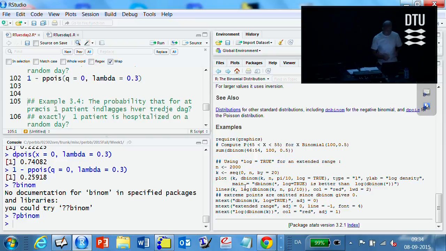You cannot submit packages to CRAN, as it's called. You cannot make packages for people without also making running examples for people. So that's pretty neat.